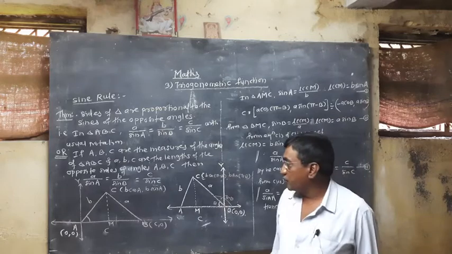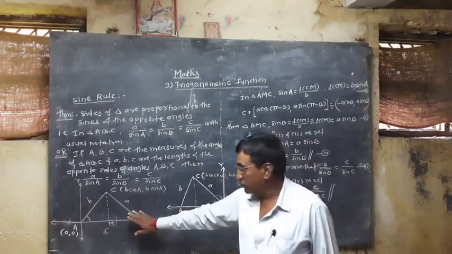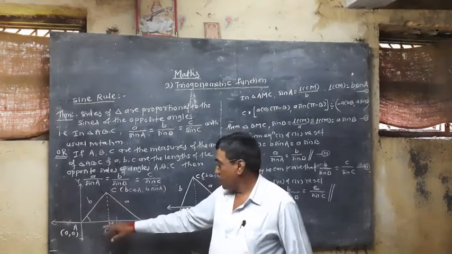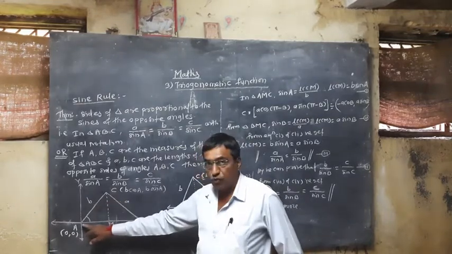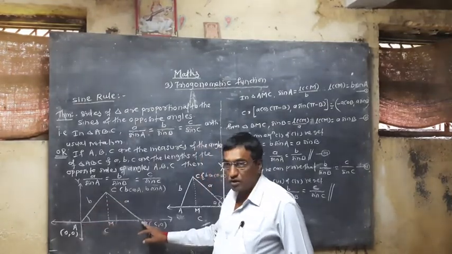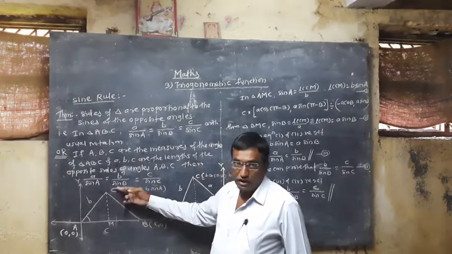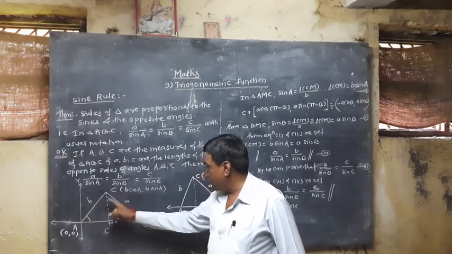We want to prove this, so first we start the proof. It needs a figure first. I will consider the x-axis and y-axis. At the origin I take the point A, and point B on the positive x-axis, and point C above the x-axis. Then you get triangle ABC.